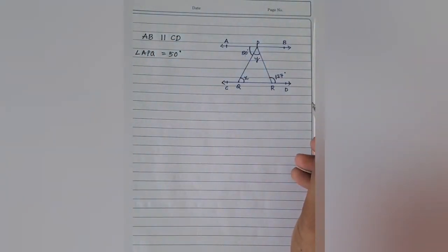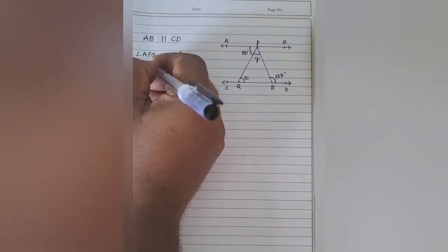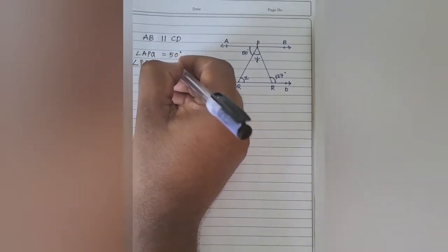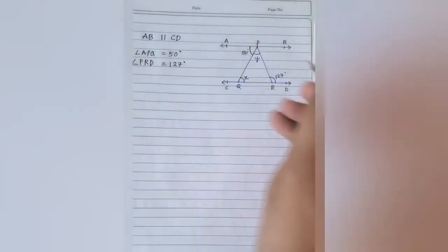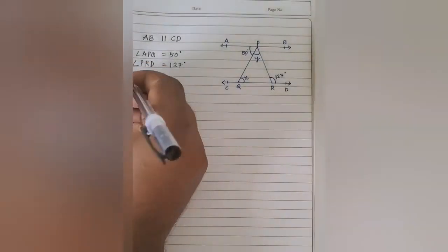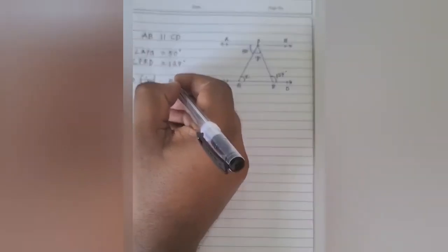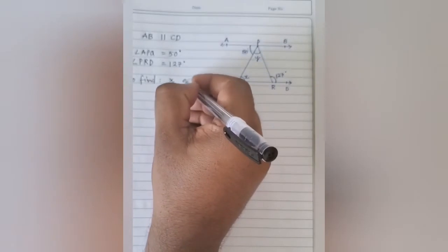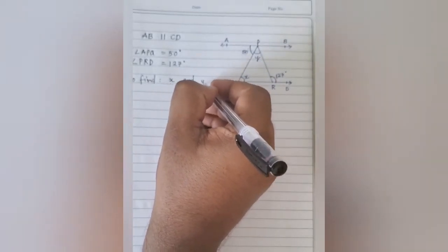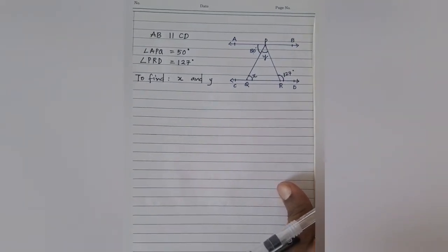Also it has been mentioned in the question that angle PRD is equal to 127 degrees. So where is PRD? PRD is equal to 127. What are we supposed to find? We have been asked to find the value of x and the value of y. Okay, so how shall we proceed?